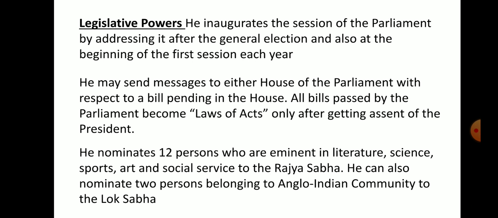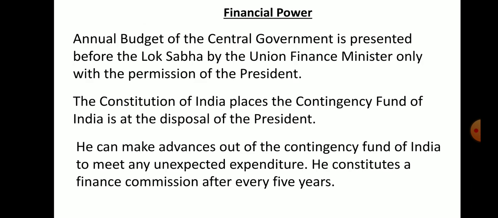to the Rajya Sabha. He can also nominate 2 persons belonging to the Anglo-Indian community to the Lok Sabha. Okay. Financial power.